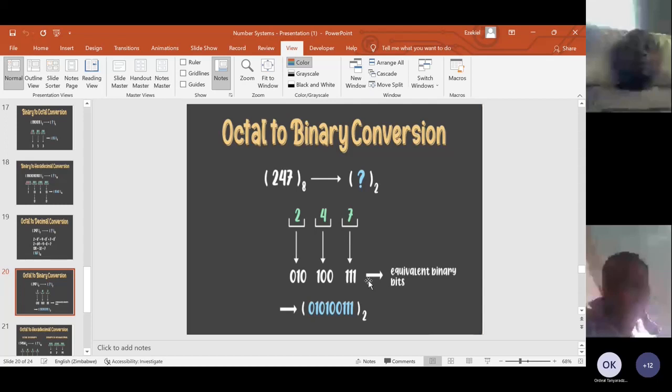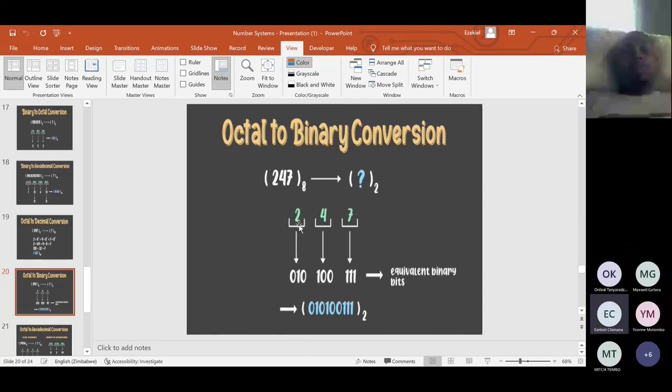So you only need to take each and every number, since we know that each digit here is a decimal number. You have to convert it back to its binary equivalent, and then it must be a set of three at the end. Then you put them together, and you get the equivalent binary bits. So for example, you've got 247. You have to convert 2 to its binary equivalent, convert 4 to its binary equivalent, and convert 7 to its binary equivalent. Then you arrange those numbers together, and you get your binary equivalent bits.